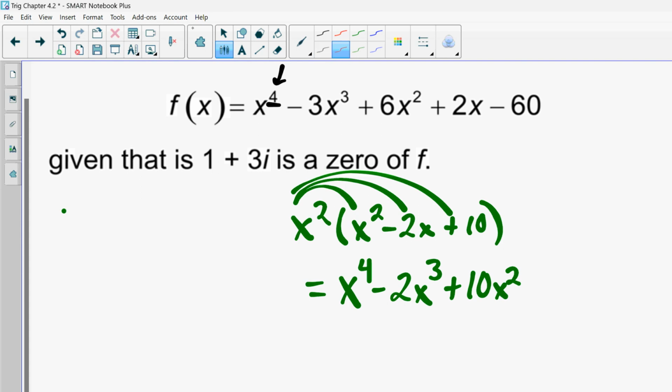What times x squared gives us negative x cubed? Well, we know exactly it would be negative x, because we need it negative, and we need an x. So now we're going to multiply our statement by negative x. So our x squared minus 2x plus 10 multiplied by negative x would give us negative x cubed plus 2x squared minus 10x.